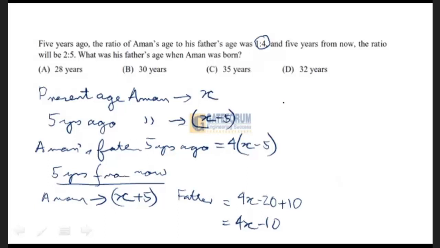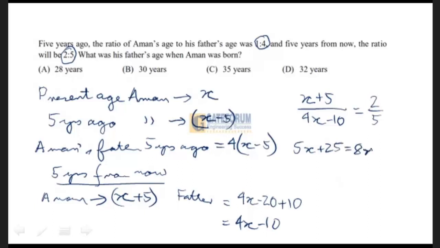So you can say that X plus 5 divided by 4X minus 10 would be equal to 2:5. So we need to solve this for X. So multiplying, it is 5X plus 25 is equal to 8X minus 20. This side and that side brings 3X, and that is equal to 45, and hence X equals 15.